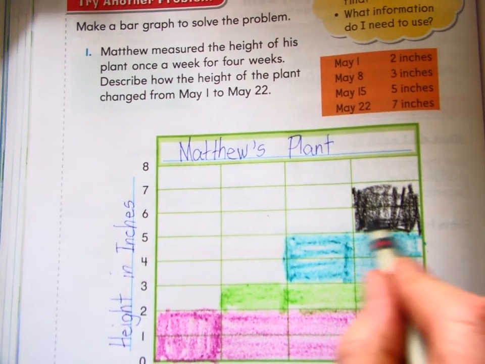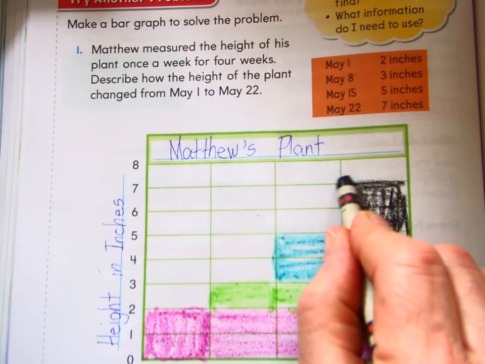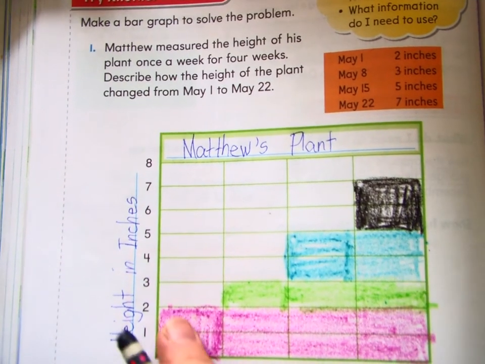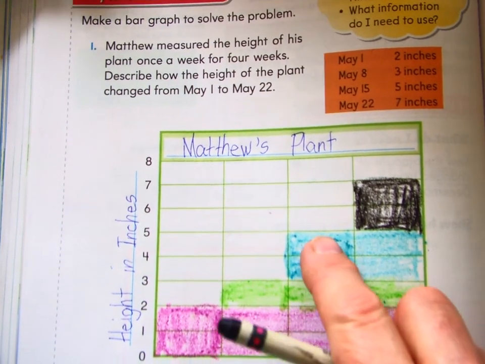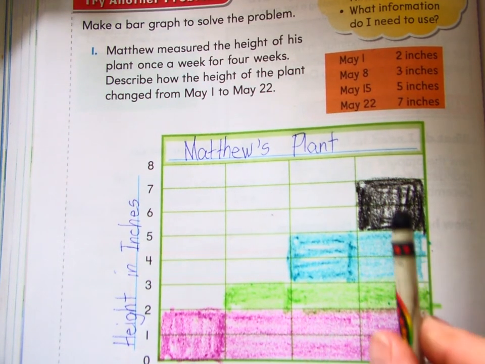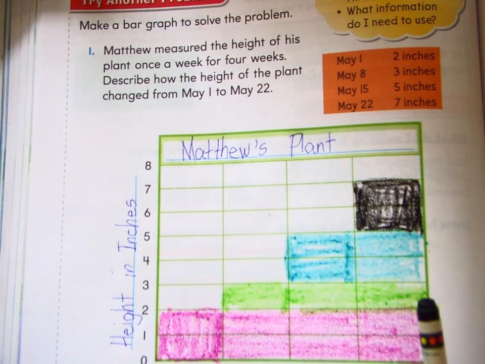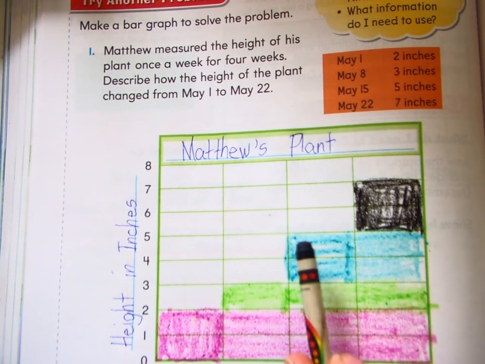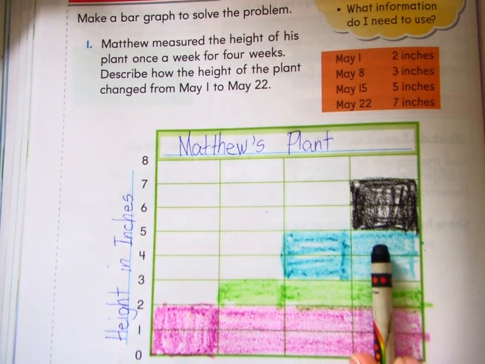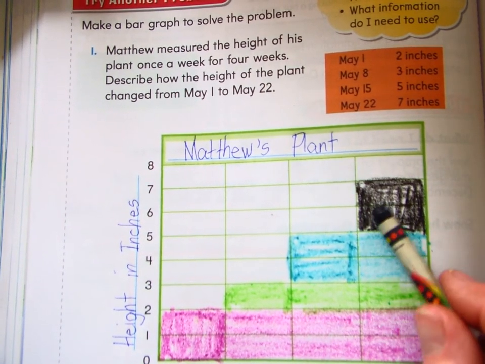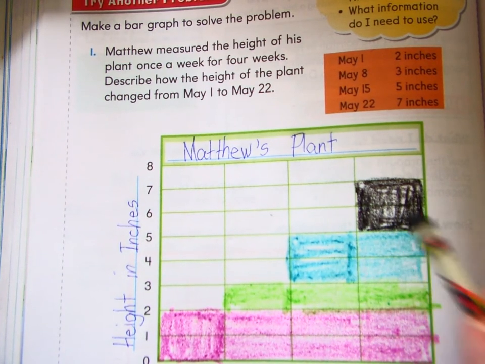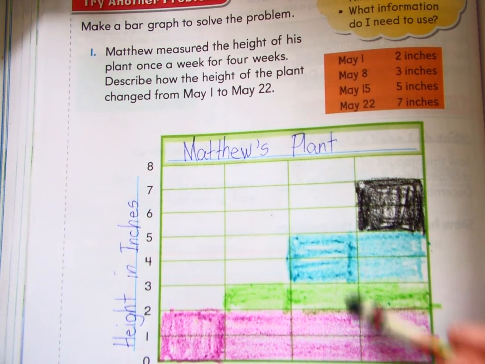So you can see it grew 2 inches, then it grew 1 more, 2 more, and 2 more. Okay? Now, you would never add these two like that. They can't say, how tall was it on May 15th and May 22nd? You don't add these. You can do problems with how much did it grow. Then you would subtract this from this to get the 2. But you can't add the columns.